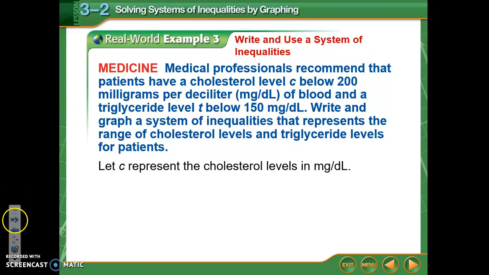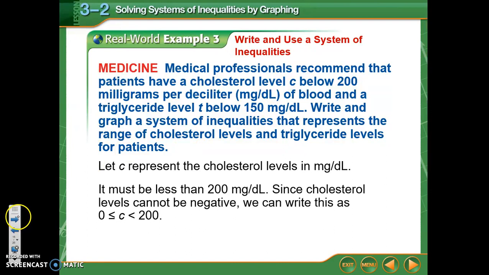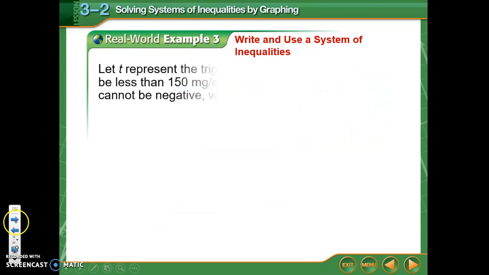So we're going to write a system of inequalities. So our C, which is the cholesterol level, needs to be less than 200 milligrams per deciliter. We also know cholesterol can't be negative, so this first inequality is going to look like this. C has to be greater than or equal to 0, but less than 200.